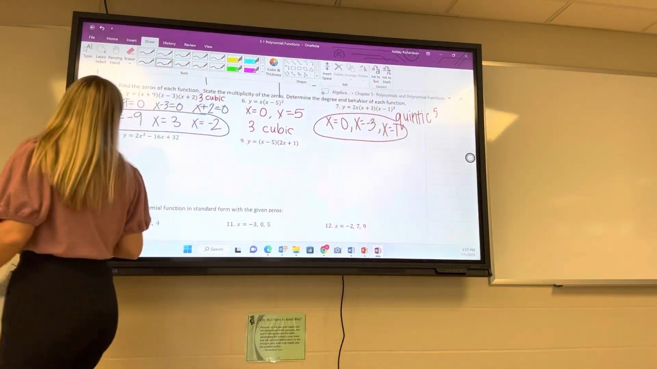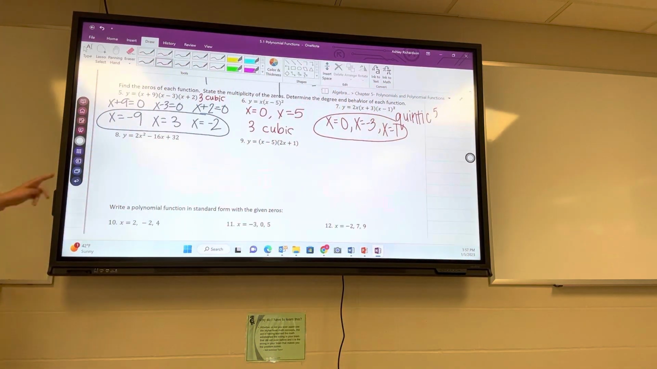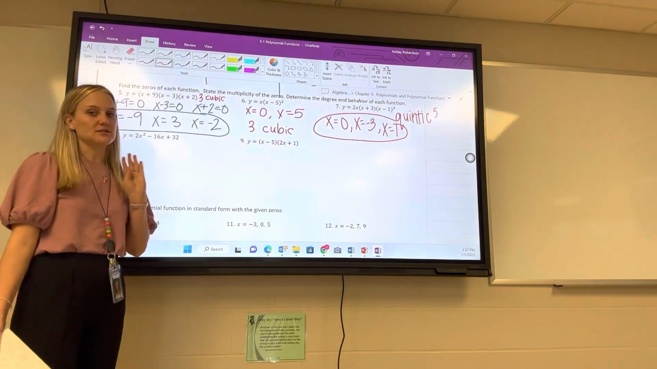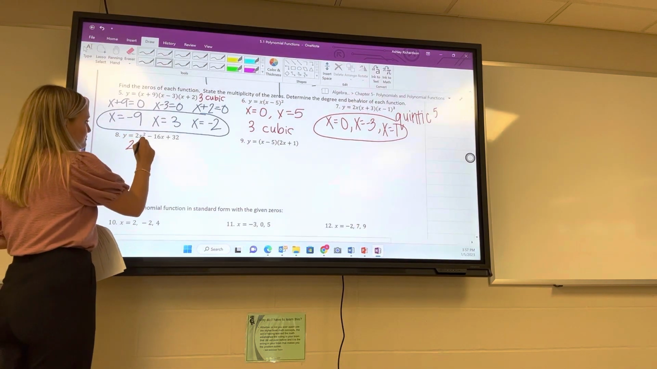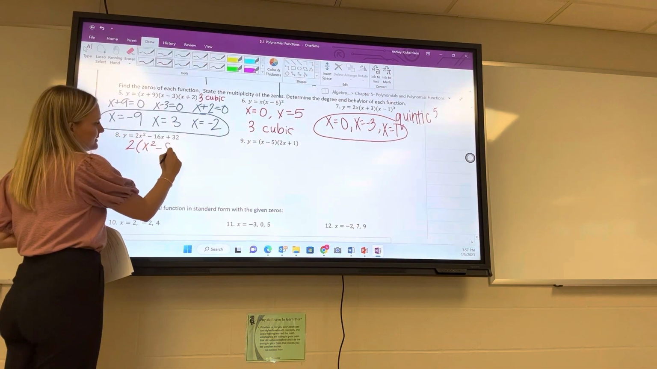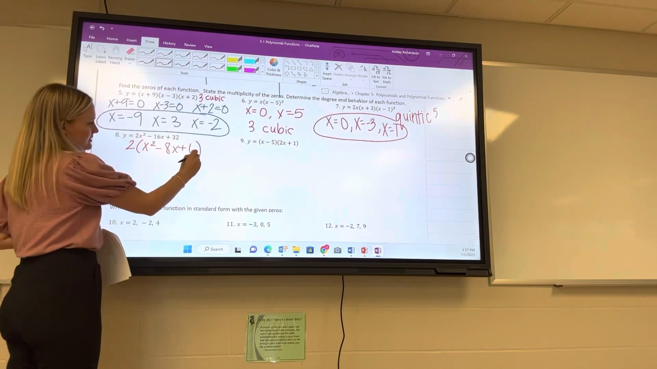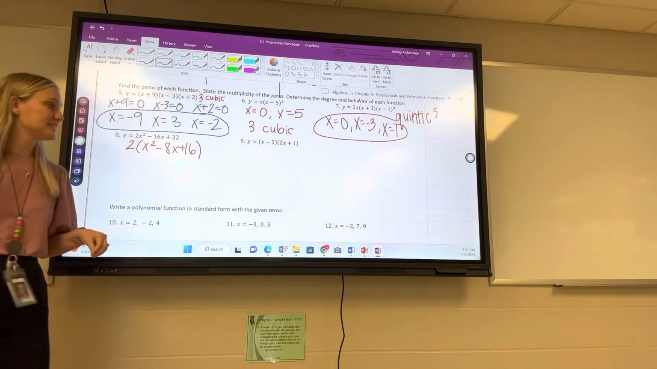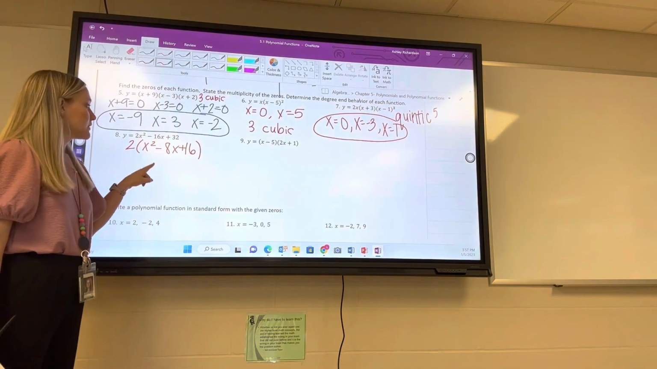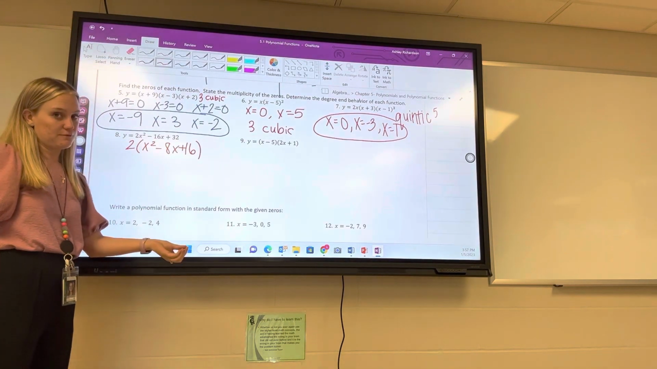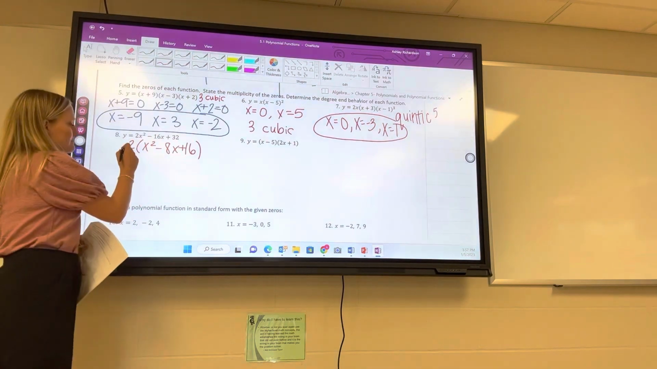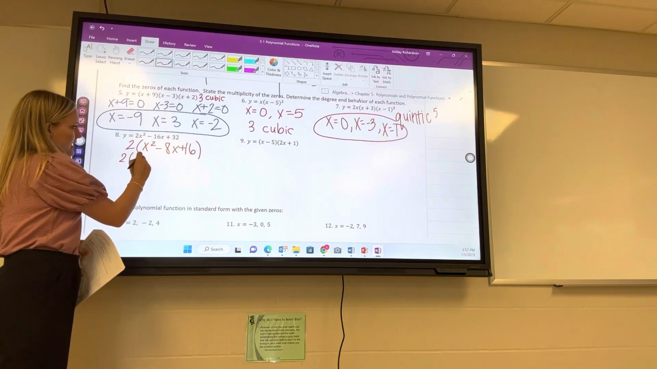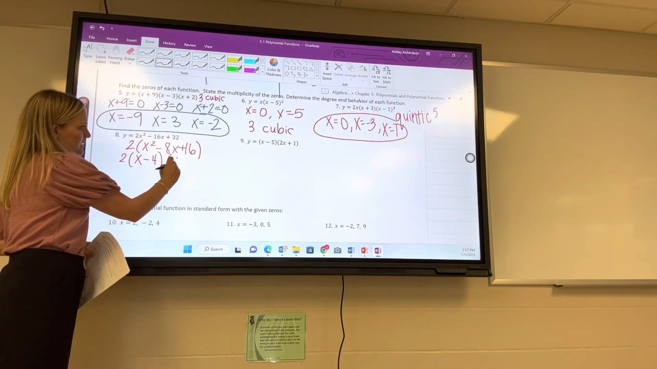On number 8, first we have to factor it. It's not factored yet, like these ones were. So first I take out my greatest common factor. That's always how I start factoring. So I would take out a 2, because that is what they all have in common. So I would do 2 times x squared minus 8x plus 16. Then I need factors of 16 to add to negative 8. Well, negative 4 times negative 4 is 16, and negative 4 plus negative 4 is negative 8. So I keep my 2 out front still, and then I would have x minus 4 times x minus 4.